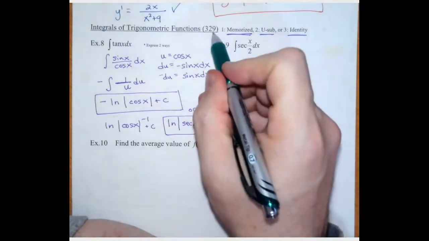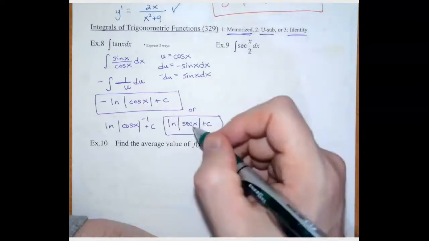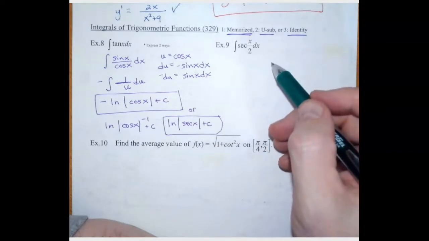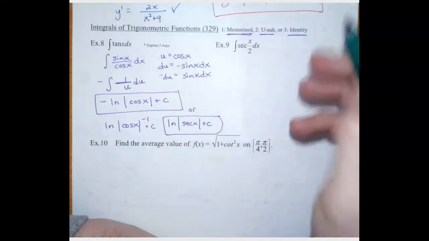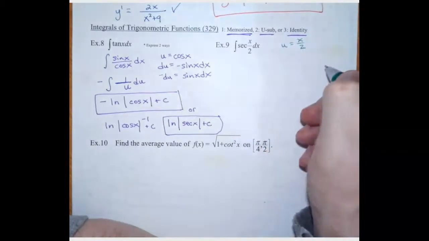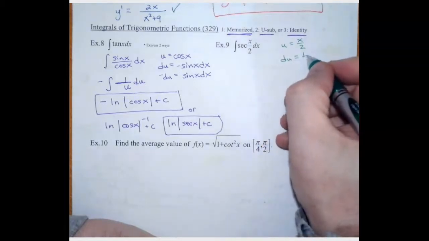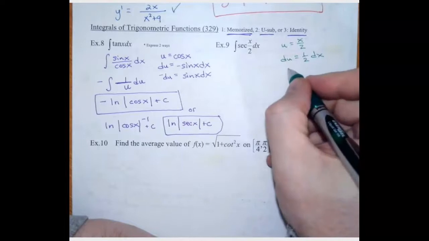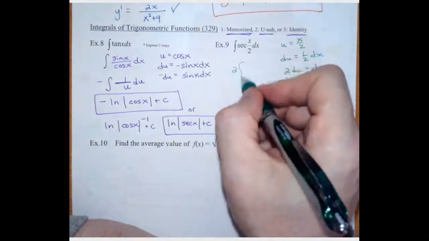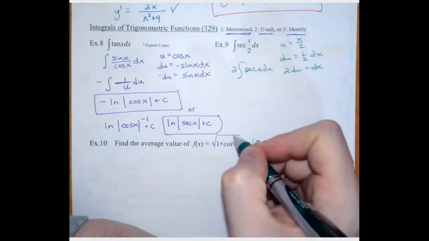Now, if you look on page 329, you'll see the integral for secant. They just write it out, so it is something you could memorize. We still could do a u substitution on the inside there. So du would be 1/2 dx, so 2 du equals dx. If we substitute that, that would be secant u du.